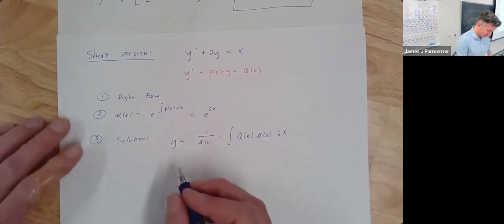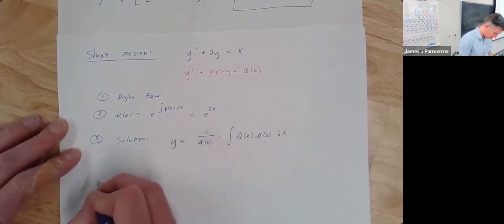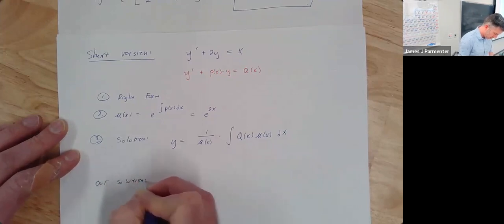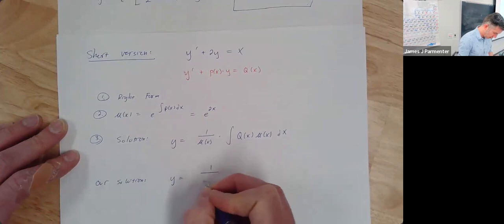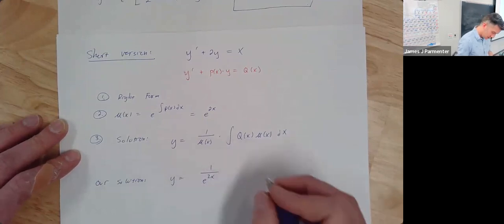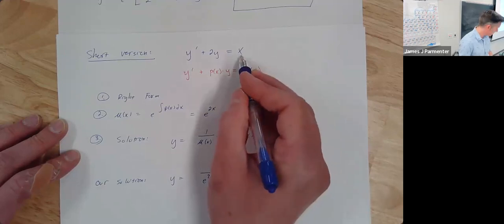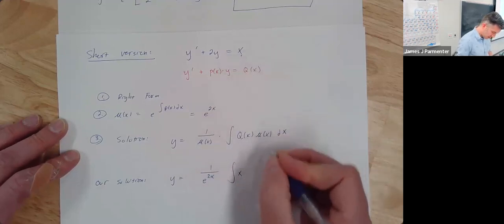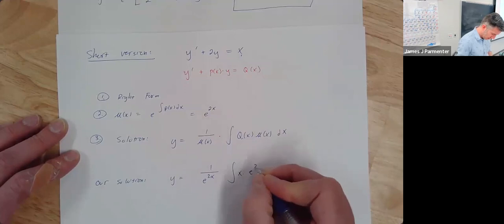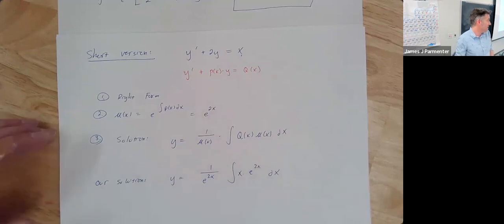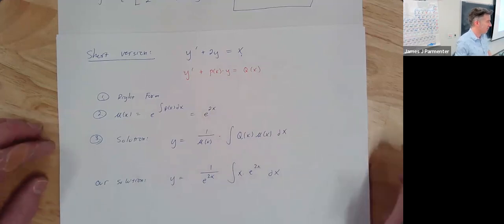Now, let's write that down. Our solution is y equal to 1 over e to the 2x times the integral of q of x, which was x, times mu of x, which is e to the 2x. Now, we're not done at this stage. We still actually have to do this integral and then multiply it up. But this is the solution, though it's not very solved that far.